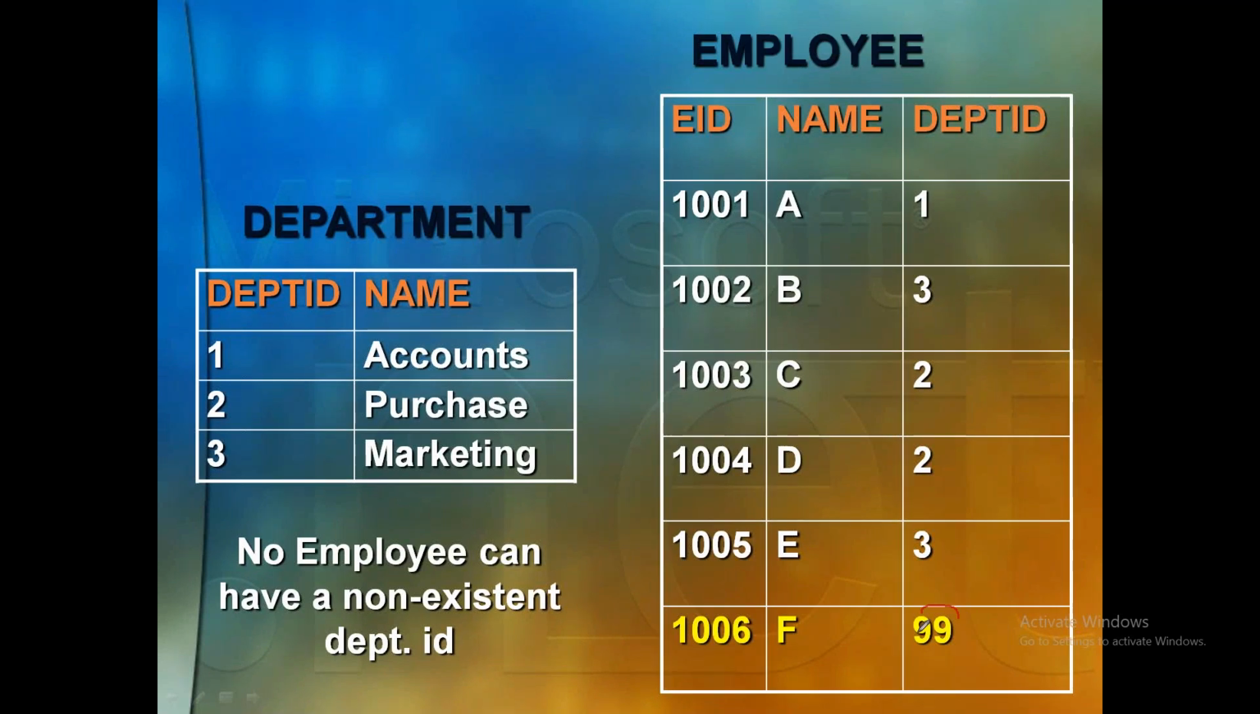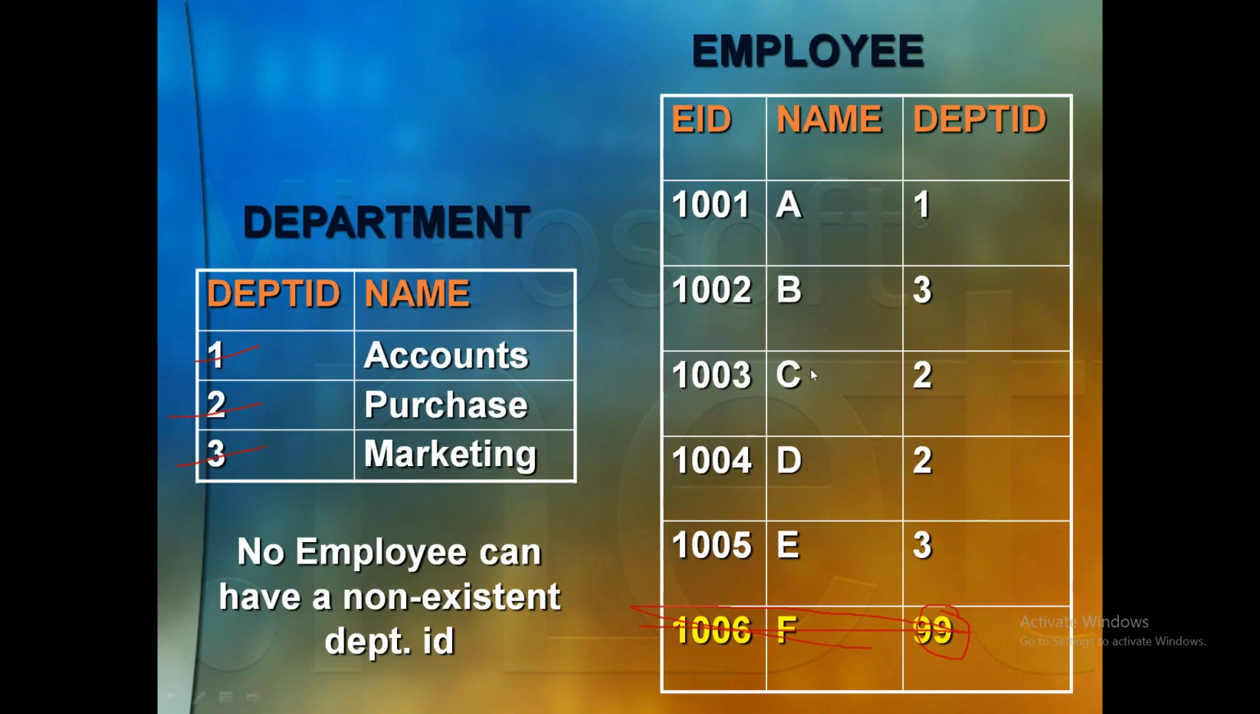It is going to be taking this value and verifying, is it 99? Is it 99? Is it 99? No, it is not a 99. So the entire row gets deleted. So this is what is called referential integrity.